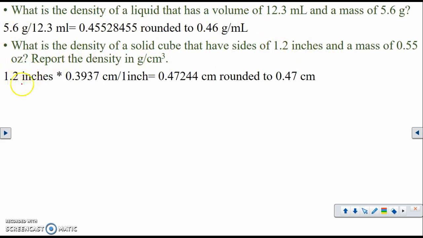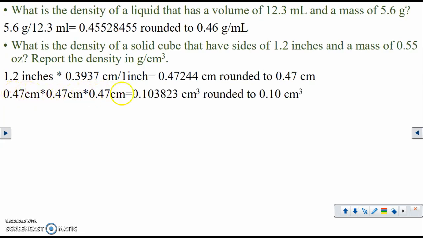So again, this is from a unit of length, 1.2 inches times 0.3937 centimeters. Again, the unit we're converting from has to be on the bottom. The unit that we want has to be on top. So we need 2 significant figures. Why 2 significant figures there? That is the answer. So each side of this cube has a length of 0.47 centimeters.